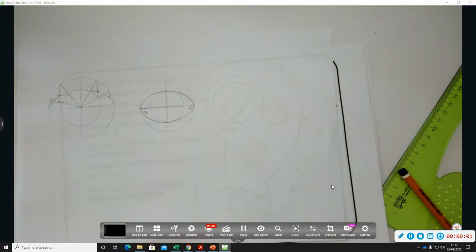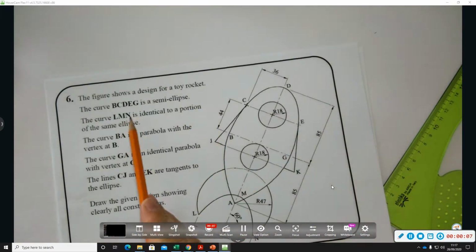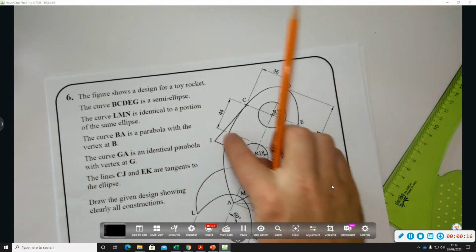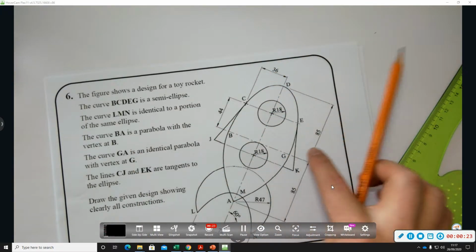So welcome to the 2013 question 6 higher level exam. Toroidal curve BCDEG is the same ellipse. LMN is an identical portion of the same ellipse. Curve BA is a parabola with the vertex B, and GA is an identical parabola with the vertex at G.